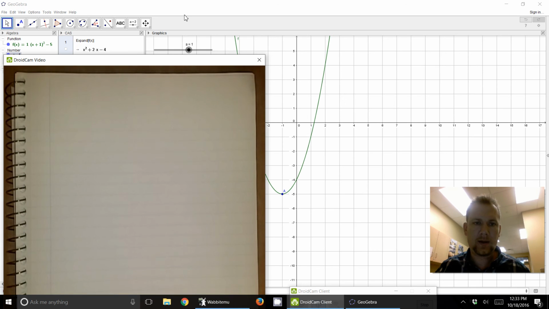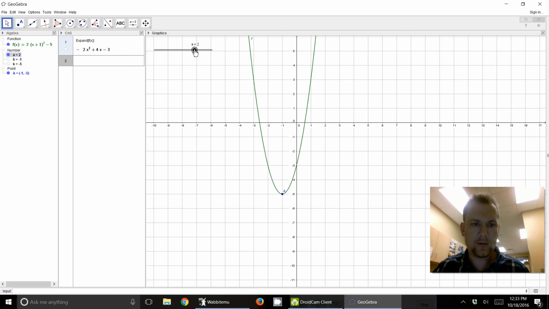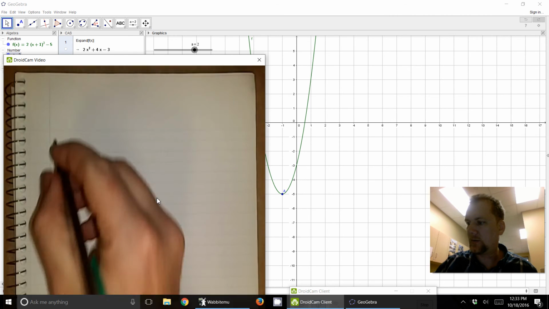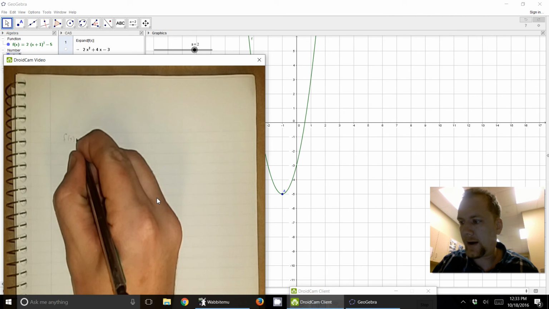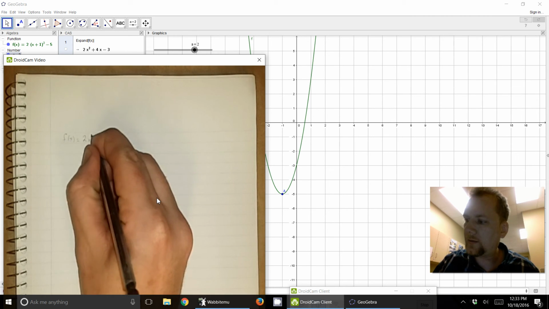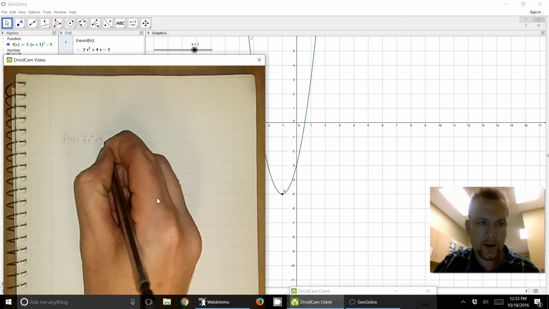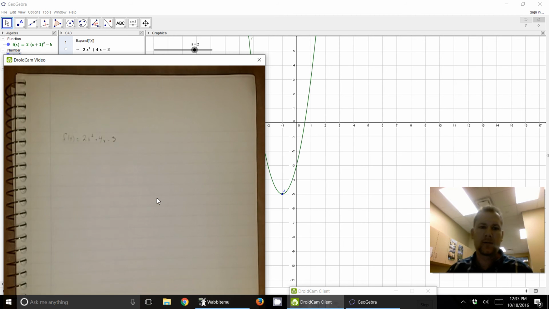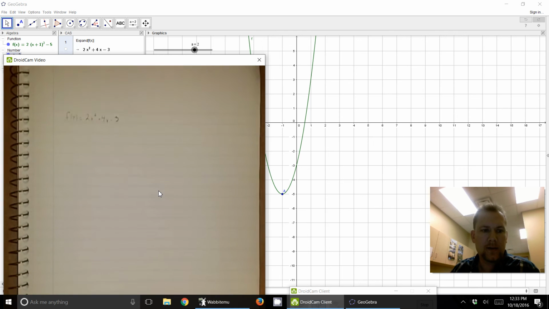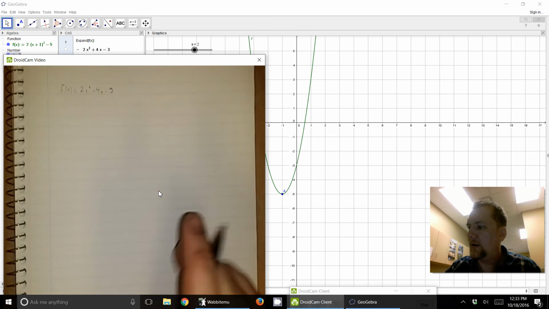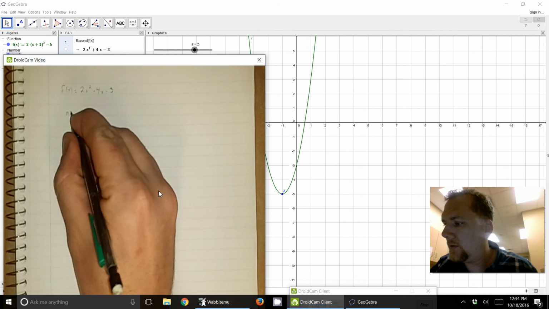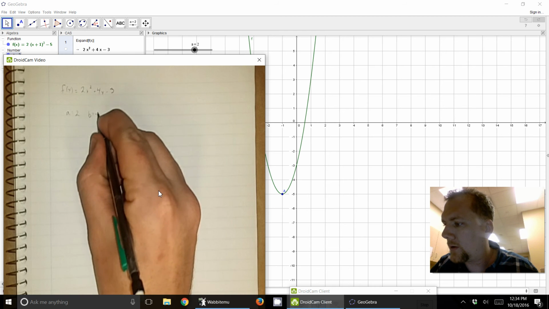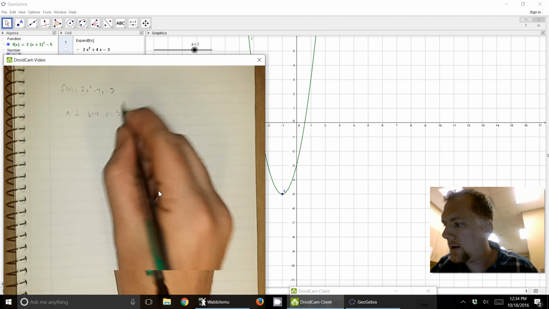So let's make A2. That's what we started with before. Yeah, that'll be a nice one to do. So we're going to start by trying to graph f of x is 2x squared plus 4x minus 3. Okay? So what do we begin with? a is 2, b is 4, c is negative 3.